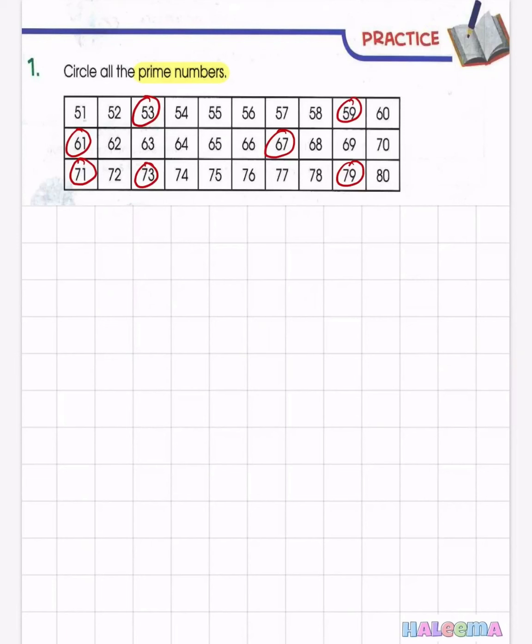In this question, you just have to circle the prime numbers, and trust me, if you've memorized the table, you'll do it in a jiff.